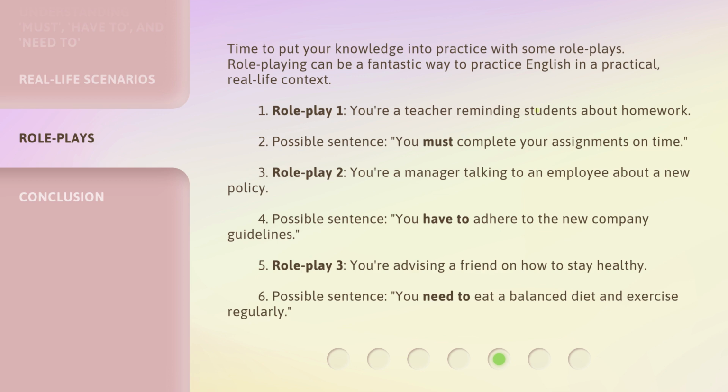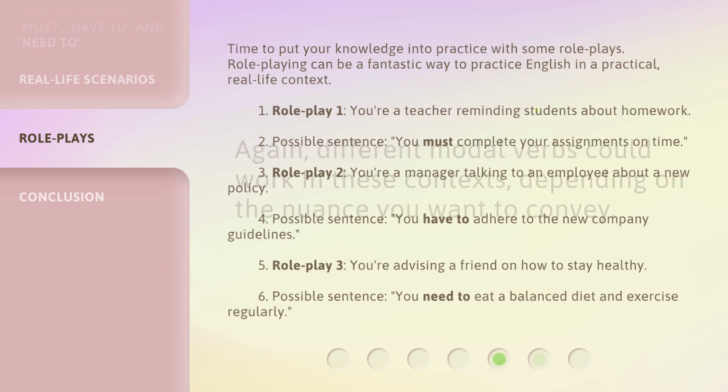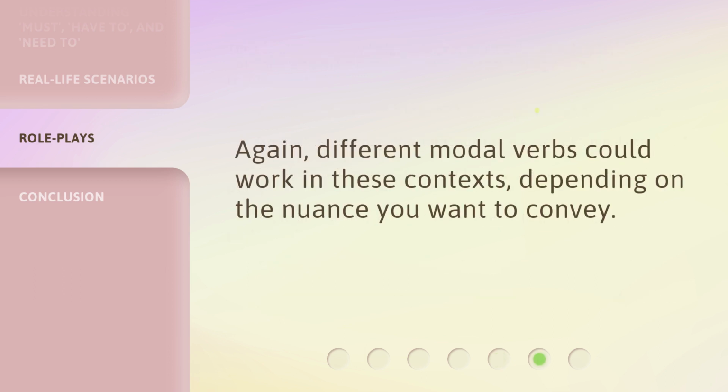Role play 2. You're a manager talking to an employee about a new policy. Possible sentence: you have to adhere to the new company guidelines. Role play 3. You're advising a friend on how to stay healthy. Possible sentence: you need to eat a balanced diet and exercise regularly. Again, different modal verbs could work in these contexts, depending on the nuance you want to convey.